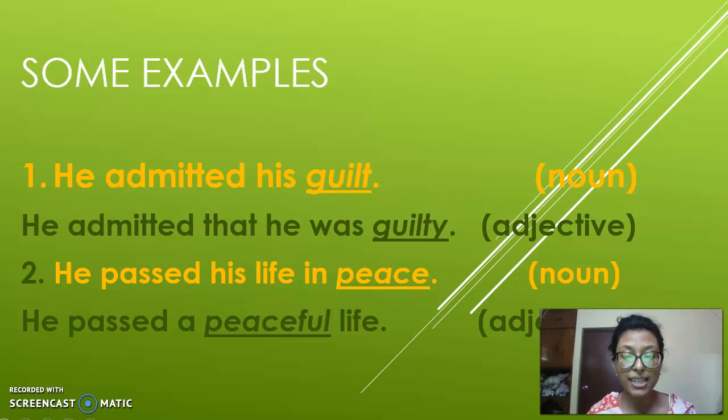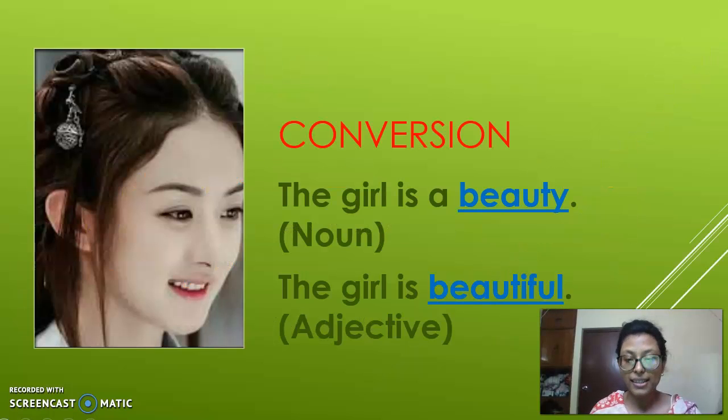So we can well understand that the meaning of the sentence is the same. It's only that the form is being changed. The form noun is being changed into an adjective. So guilt with the addition of the suffix y has become guilty. Peace with the addition of the suffix ful has become an adjective. Let's see the next thing.